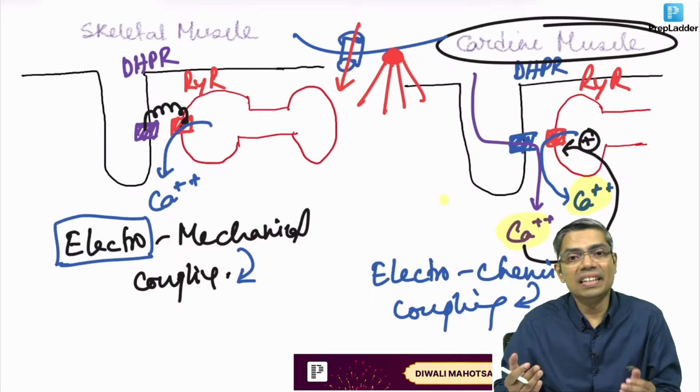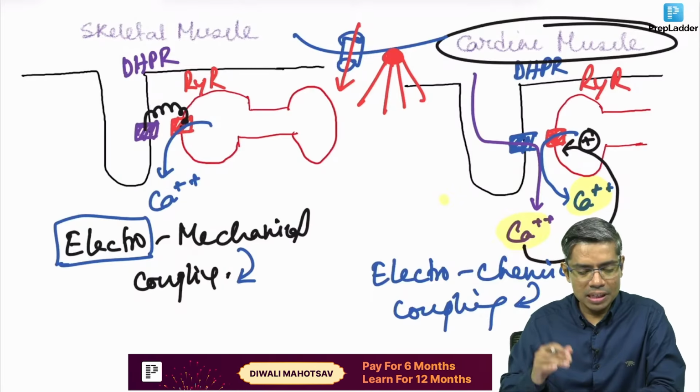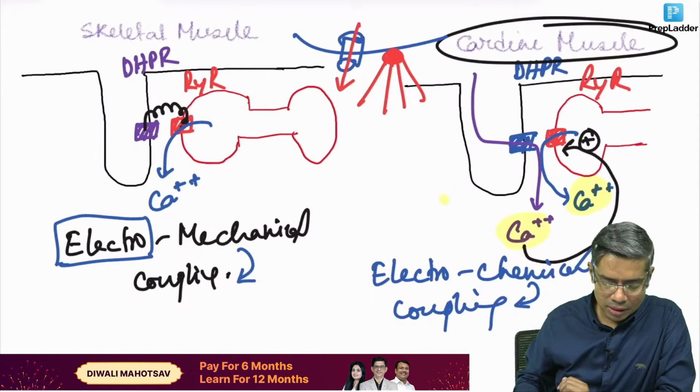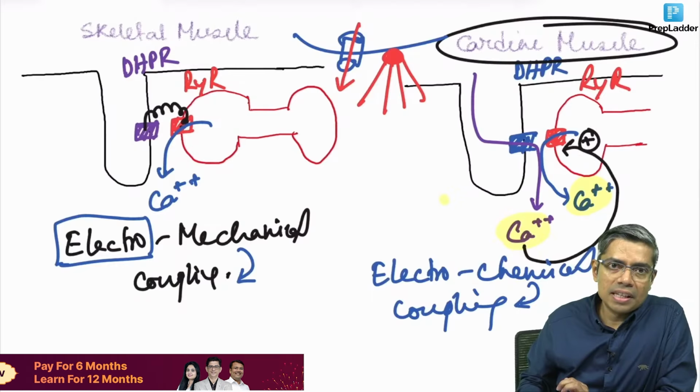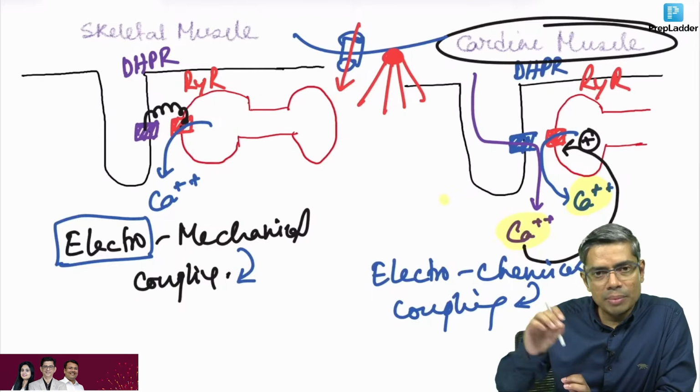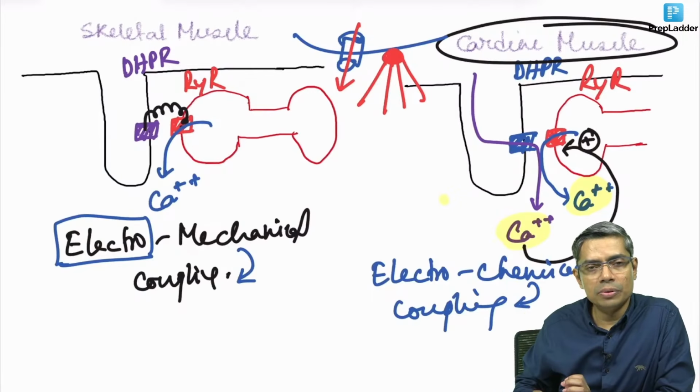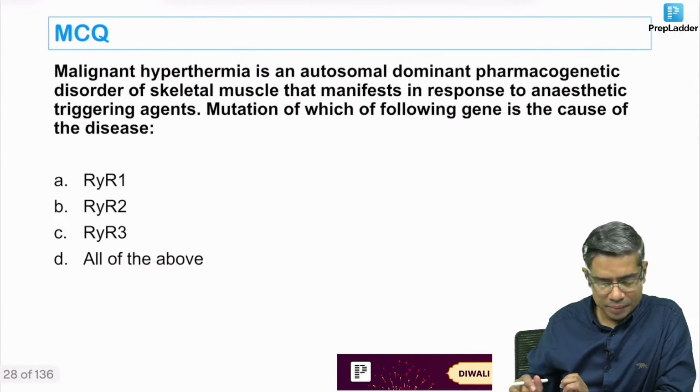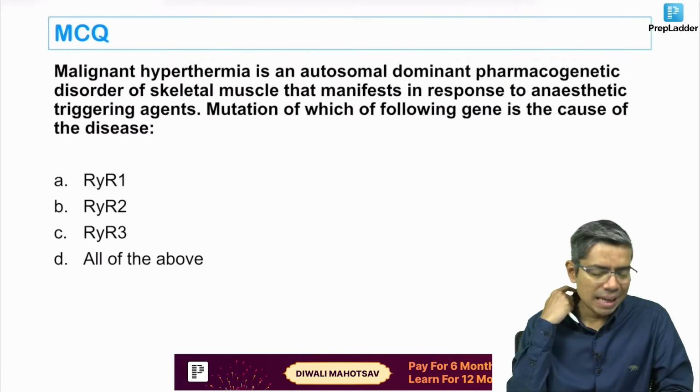Dense body is like the Z line, that you have to remember. So dense body is like the Z line in smooth muscle, not the calcium release channel. The calcium release channel is there in a part of the membrane where the membrane is depressed. That portion is known as the caveoli. Okay. Now coming to this malignant hyperthermia.